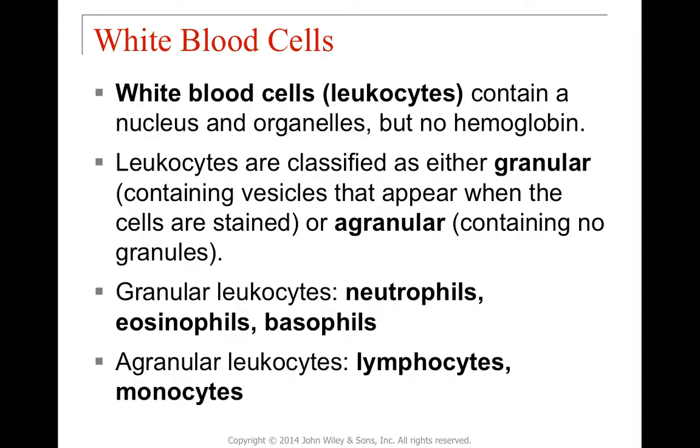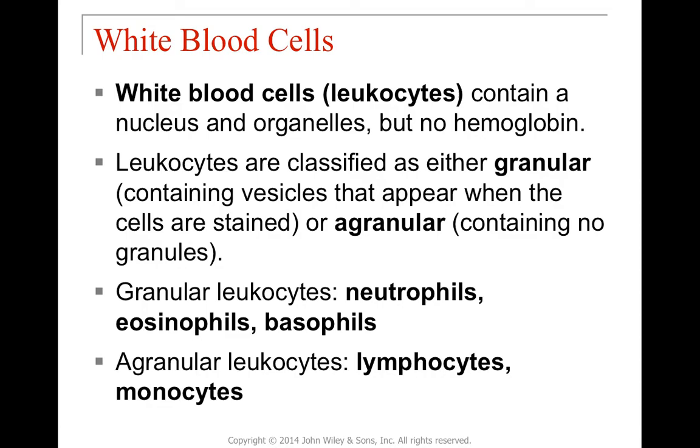So I've talked about red blood cells. Now I'm going to talk about white blood cells. There's a whole lot of different types of white blood cells. White blood cells are called leukocytes. White blood cells are nucleated. That means they do have a nucleus, they do have organelles, but they don't have hemoglobin and they don't carry oxygen. They're not responsible for gas exchange at all. And they're classified into two main categories.